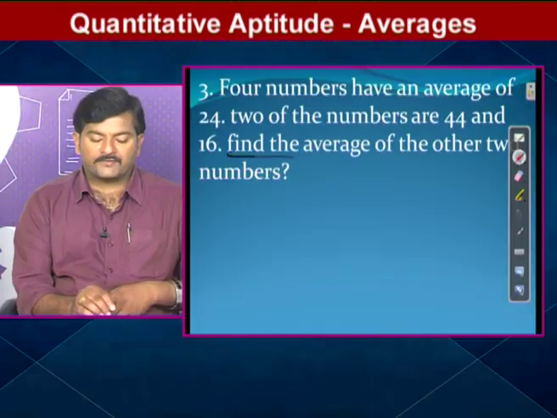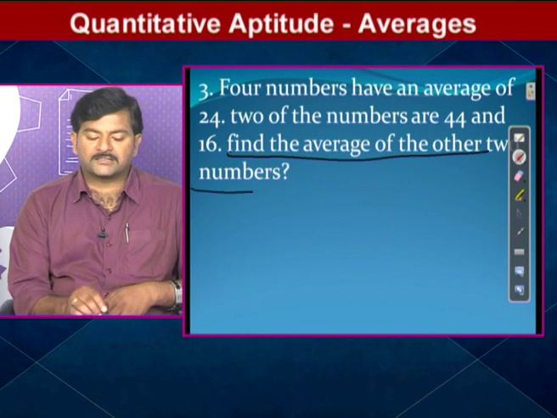Total initially how many numbers are given? 4 numbers' average is given, 24. 2 of the numbers are given, 44 and 16. He asked to find the average of the other 2 numbers. Remember here, lastly what he asked to find out is the average of the other 2 numbers.